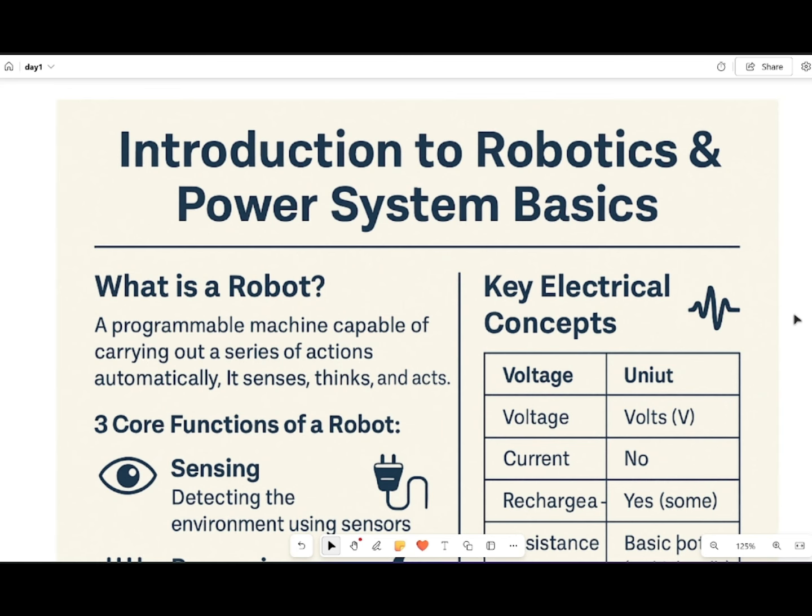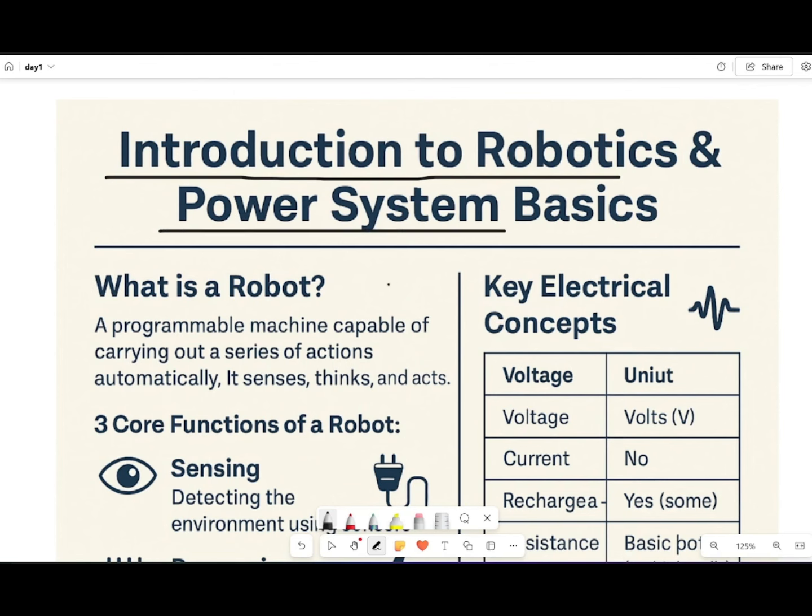Welcome to day one of our Master Robotics in 45 Days. Today we are going to learn the basic introduction of robotics. Here we will learn about the power system and the basic introduction of robotics. What is a robot and what is robotics? We will learn about these things.